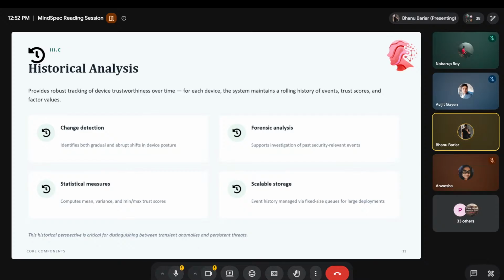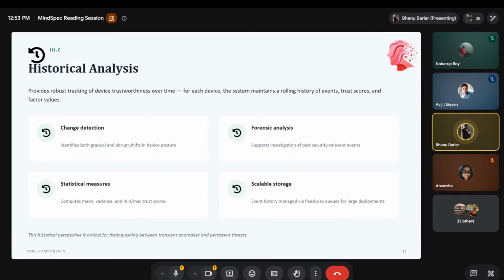Thirdly, historical records support forensic investigations. Security analysts can review previous trust values to determine exactly when suspicious behavior began. Finally, the framework computes statistical measures such as average trust, minimum trust, maximum trust, and variance. These statistics provide a quantitative understanding of device reliability over extended periods.